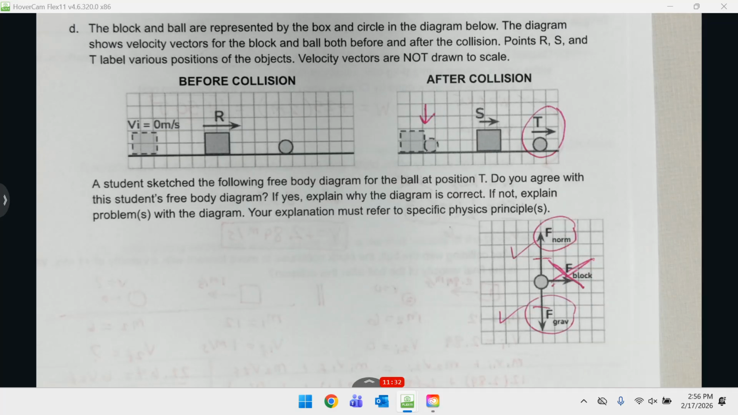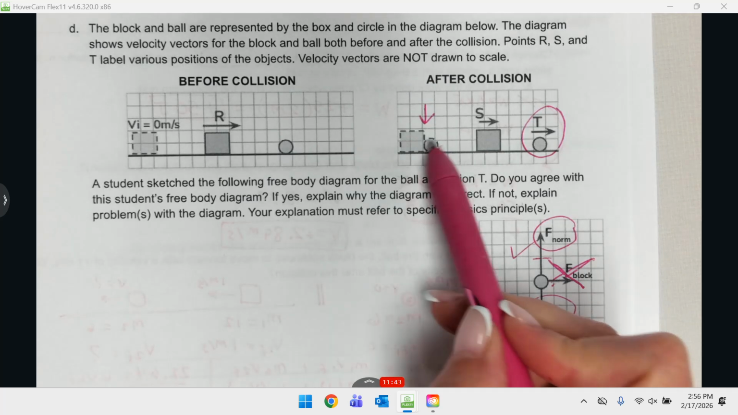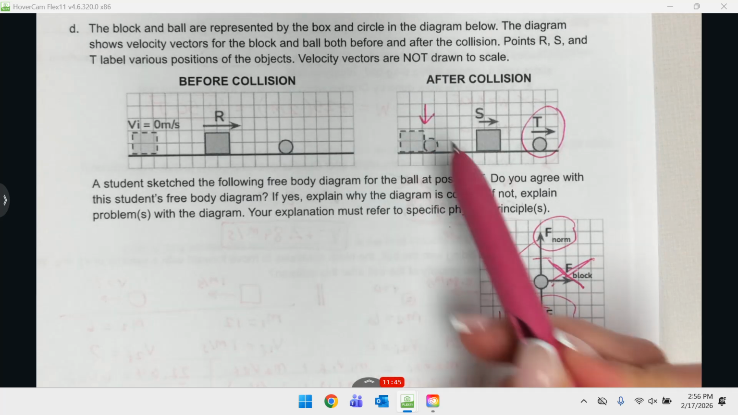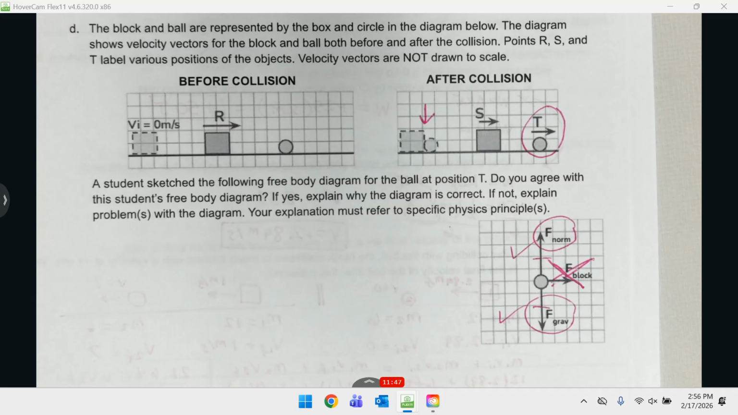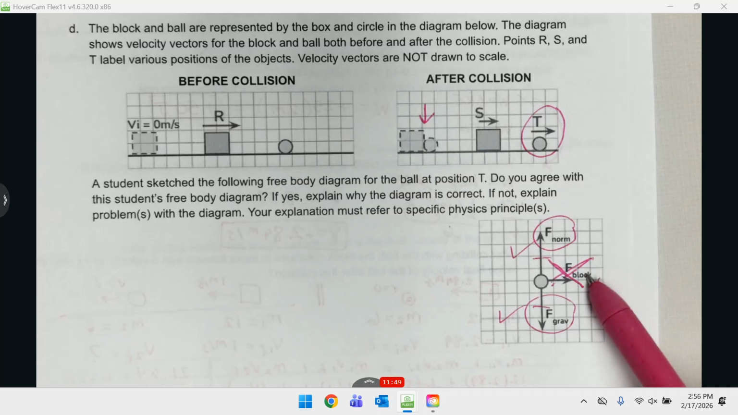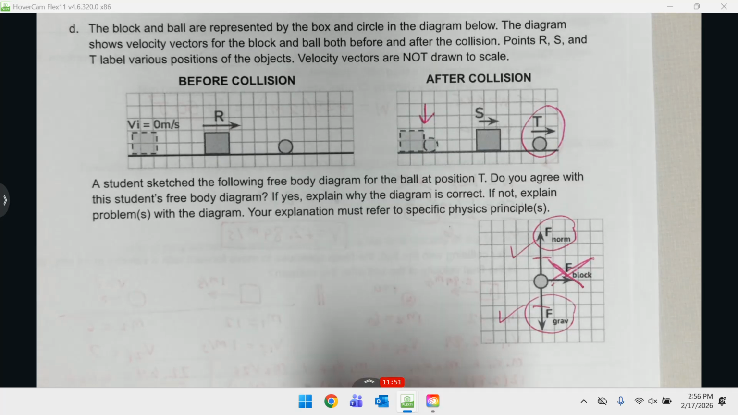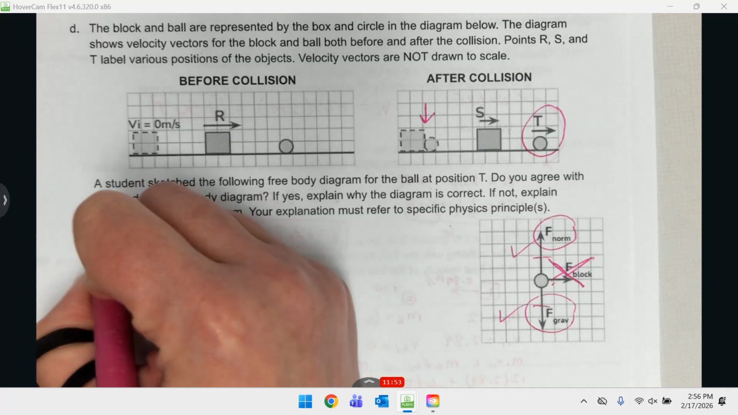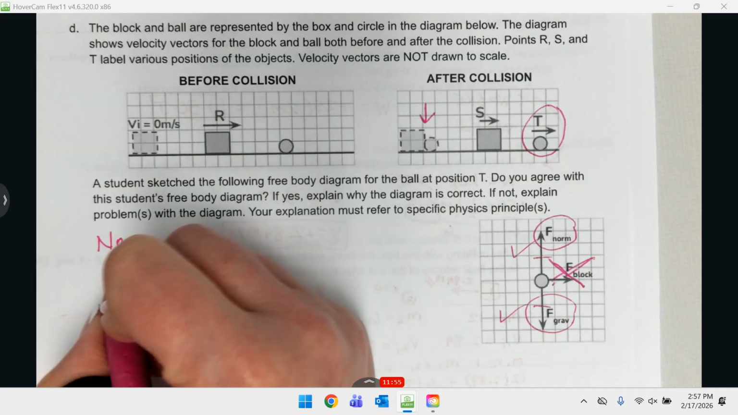It's not. We figured out how fast it was going back here in part C on the other side of the page. It's not speeding up, it's going at that speed due to this. The acceleration happened here when it went from being at rest to moving. So this force should not be drawn. So you need to say, do you agree with it? No. There should be no force.